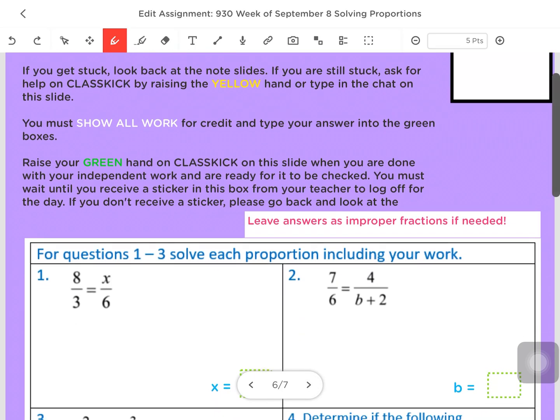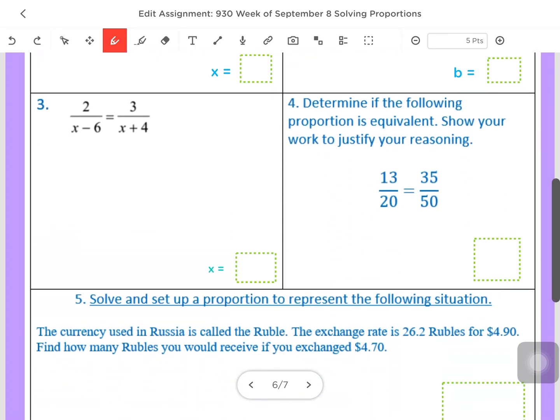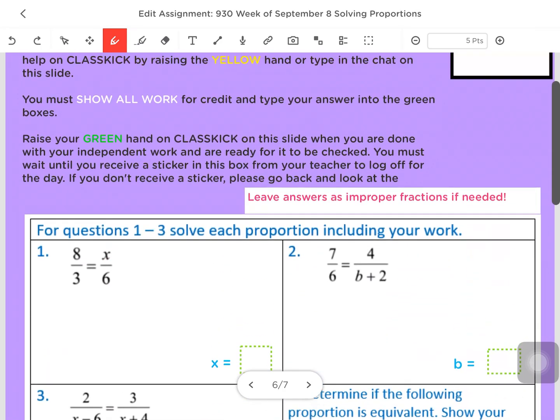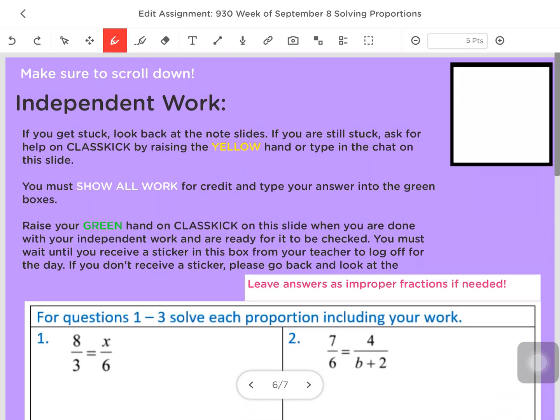So now your assignment is going to be to work through questions 1 through 5 on slide 6. That's your independent work. Please make sure you raise your hand when you are finished with that.